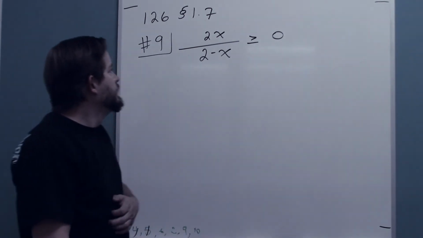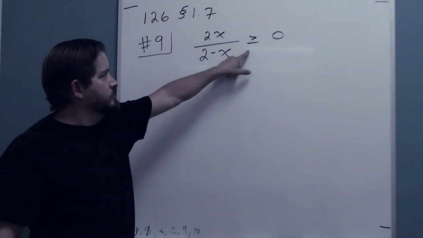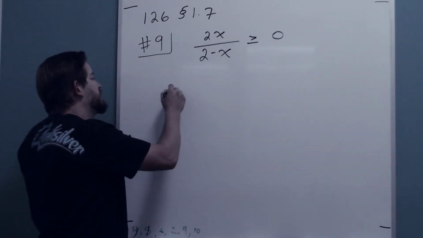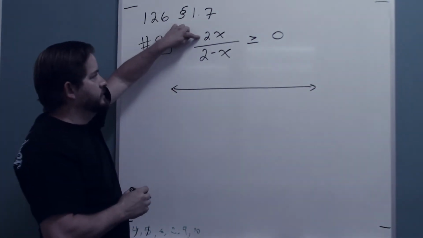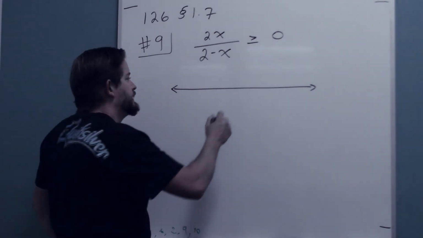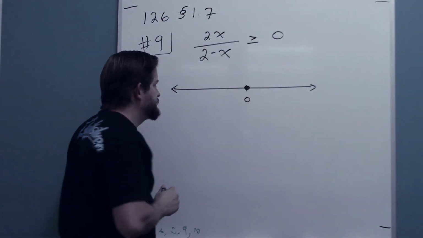Okay. And now I have it in the form that I want it. I have a simple fraction relative to 0. It's greater than or equal to 0. So I can look at what's happening. For my numerator, it should be pretty clear to see that if x is 0, this whole thing is 0. So there's my start point. At 0, I have a 0.